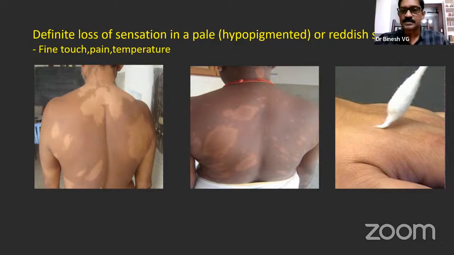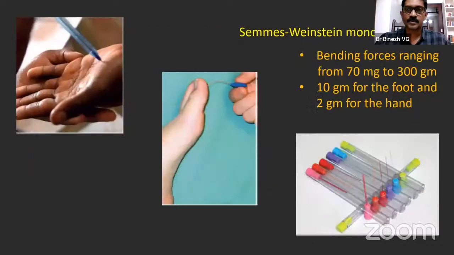So usually, for testing the fine touch sensation, we use a cotton wisp. But if you go through many of the training modules, they don't advise a cotton wisp, because sometimes even on normal skin, like even on the soles, it may be difficult to appreciate it. So most of the training modules recommend a ballpoint pen. The weight of a ballpoint pen can be used to test for the fine touch sensation.